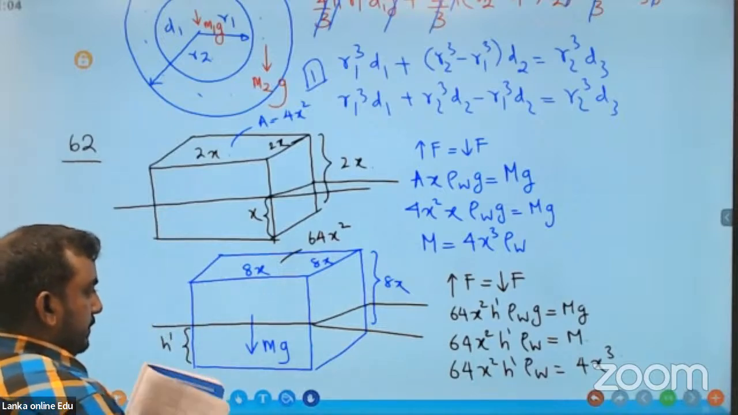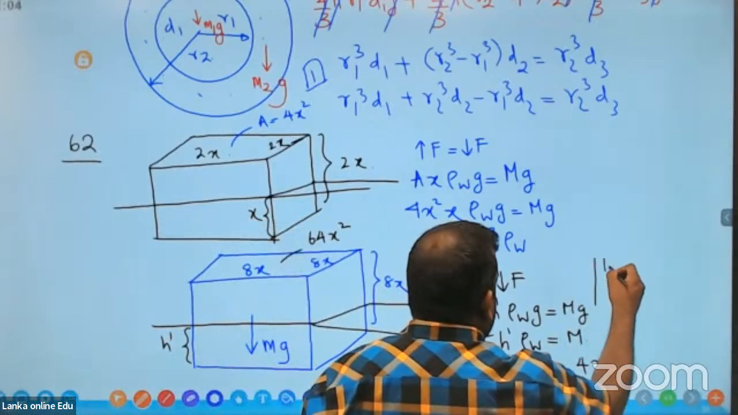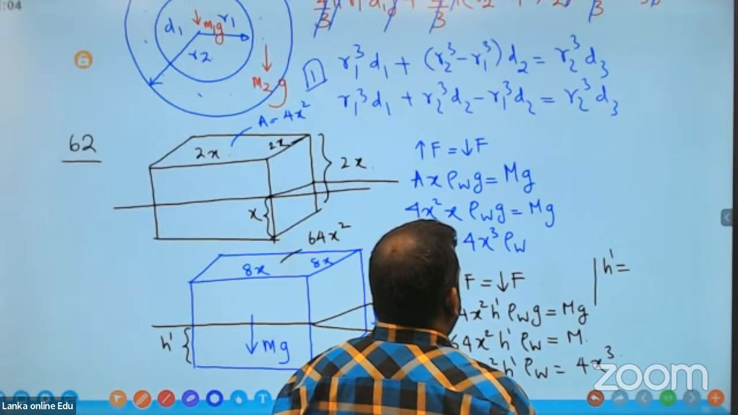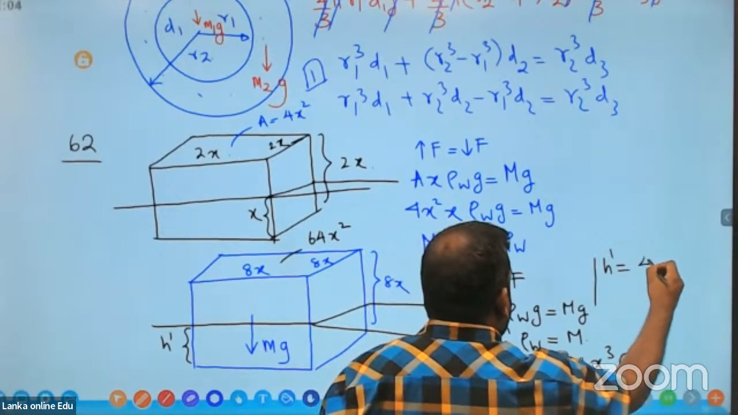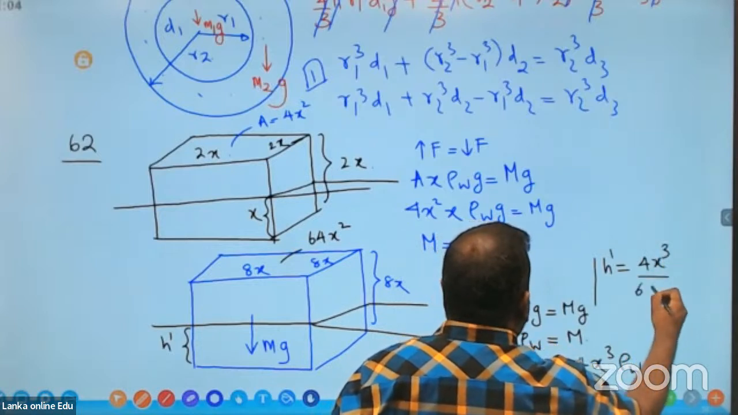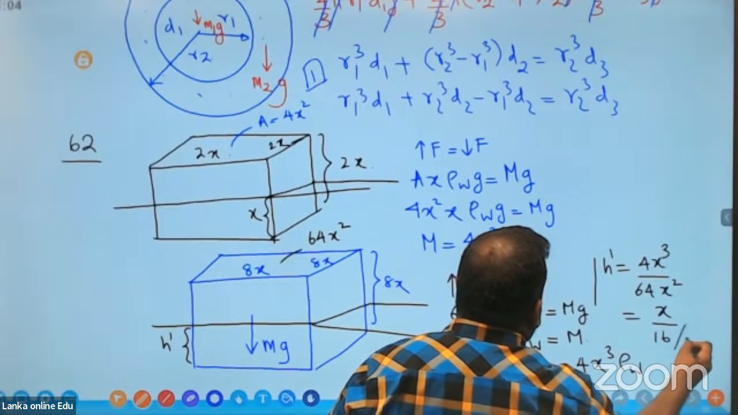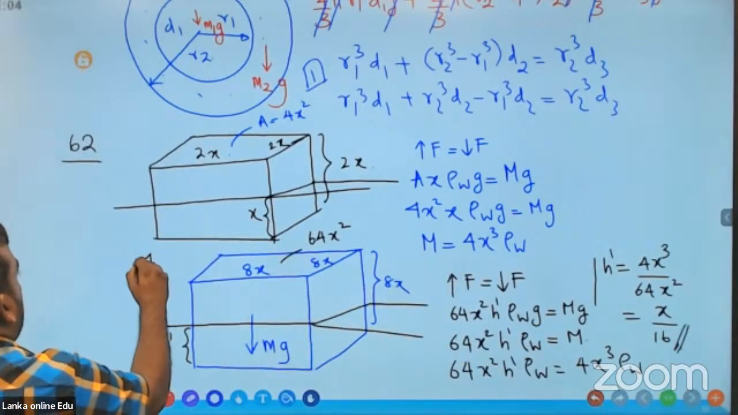Simplify this. Find h dash. H dash equals 4x cube rho w cancel off, 4x cube divided by 64x squared. x on top, 16 at the bottom. x over 16 means answer number 4.